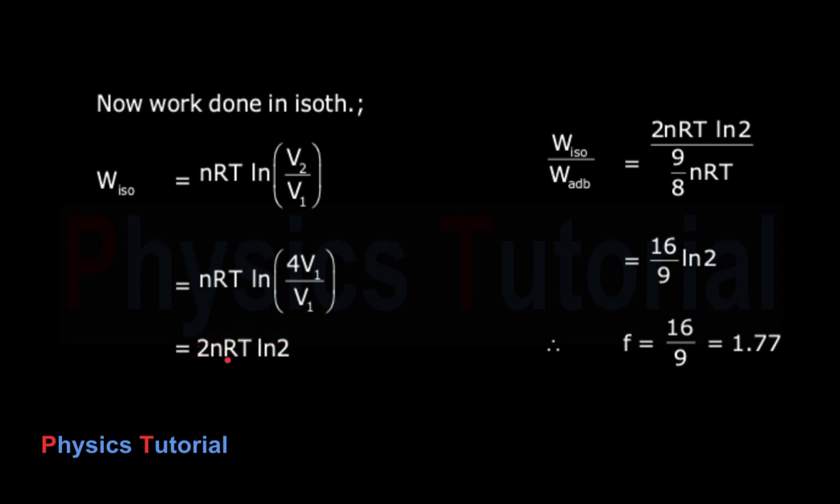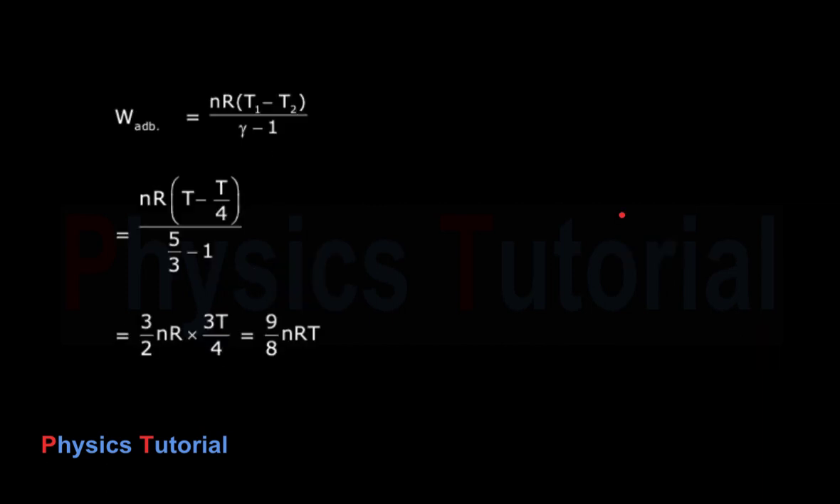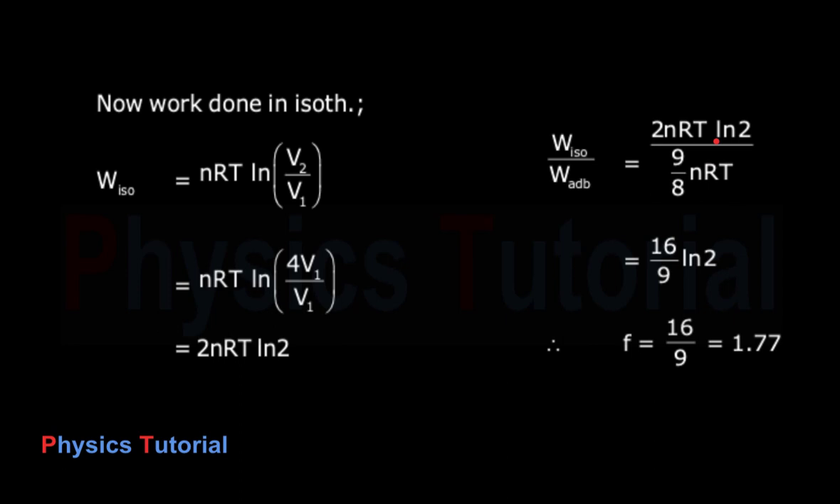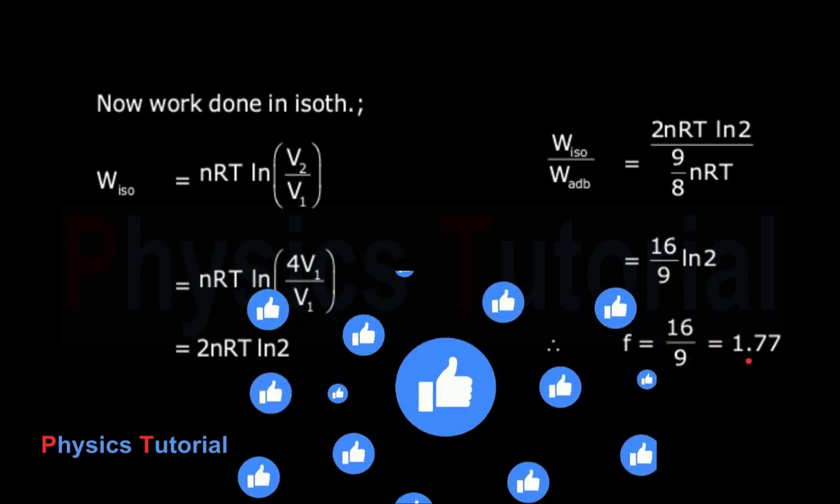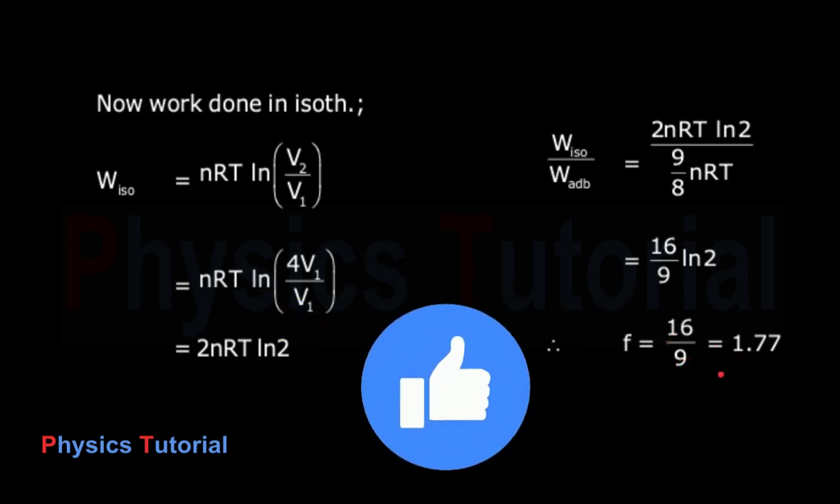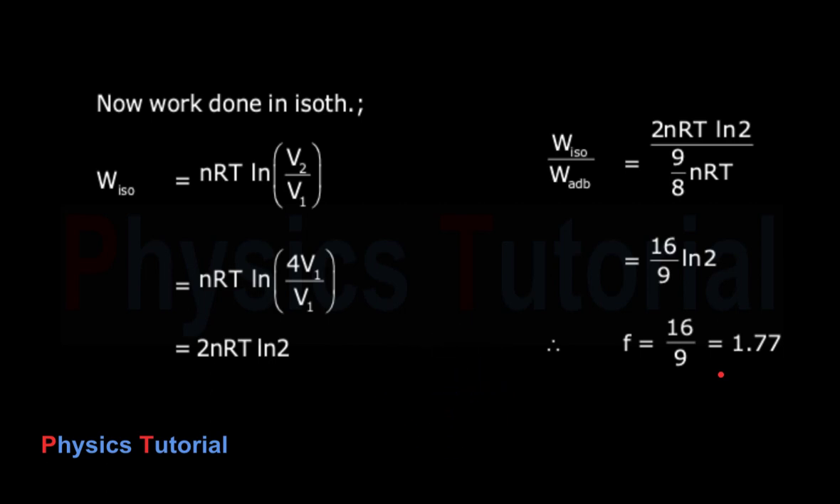So 2 nRT ln2, and on dividing this by 9/8 nRT, which we have calculated for adiabatic, that is 2 nRT ln2 upon 9/8 nRT, we find 16/9 ln2. So 16/9 ln2 will be the answer. After solving to 2 decimal places, you will find 1.77. That is your answer. Now let's go for another question.